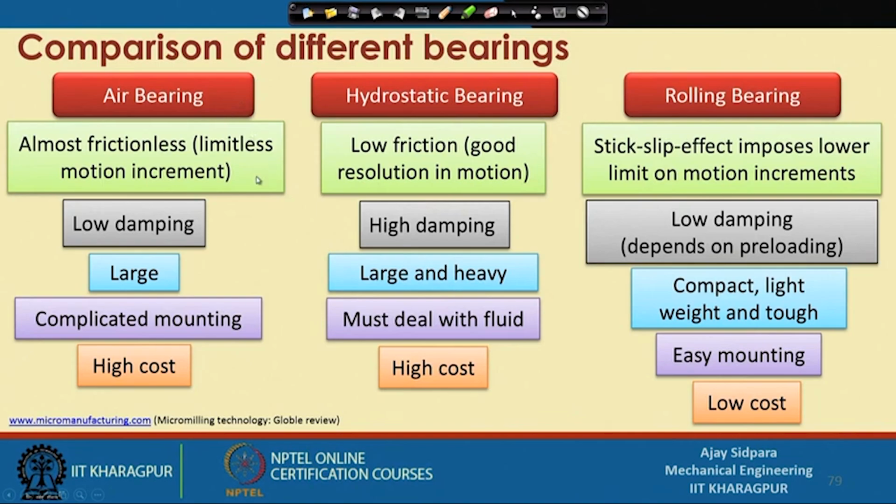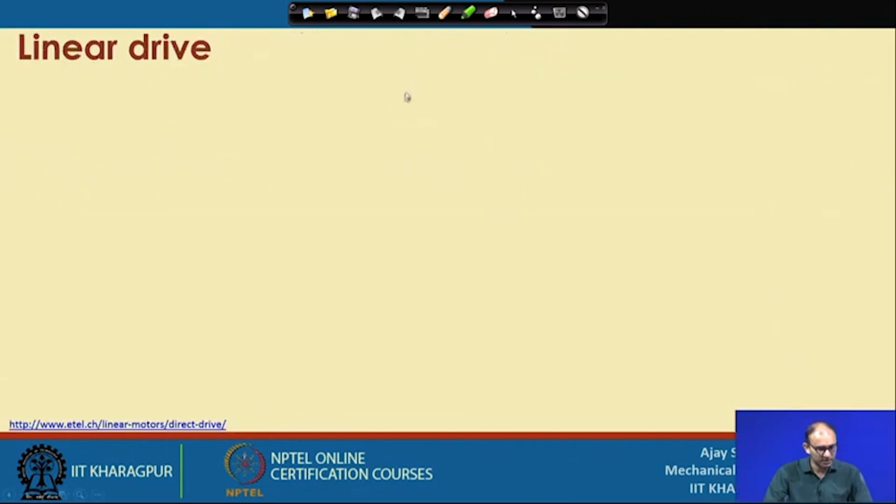So, we have to find which one can be selected for a particular application, because everywhere you cannot use an air bearing and everywhere you cannot use a roller bearing. So, you have to find out a suitable application and then find how much accuracy and precision you require, and maintenance is also one of the criteria. So, let us continue further.